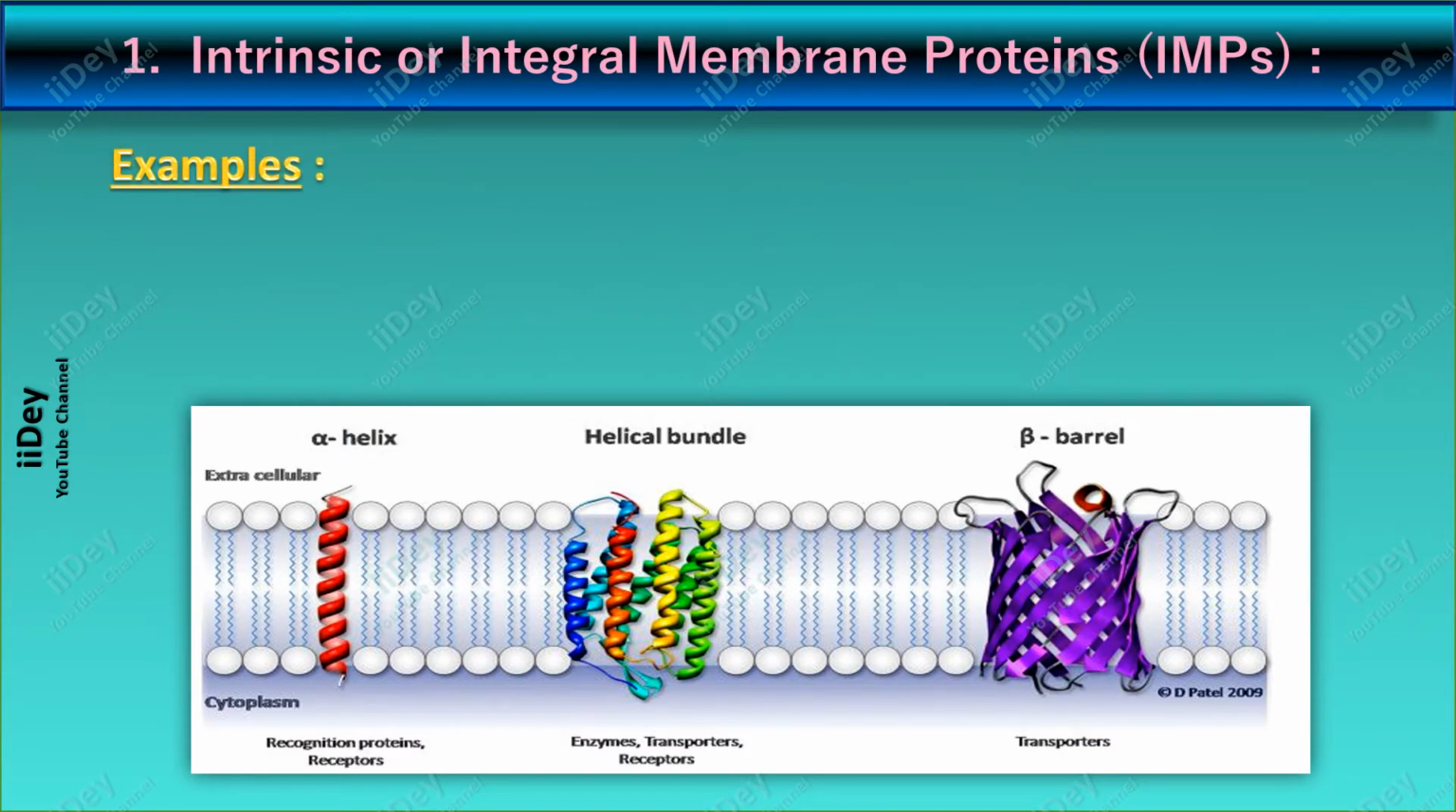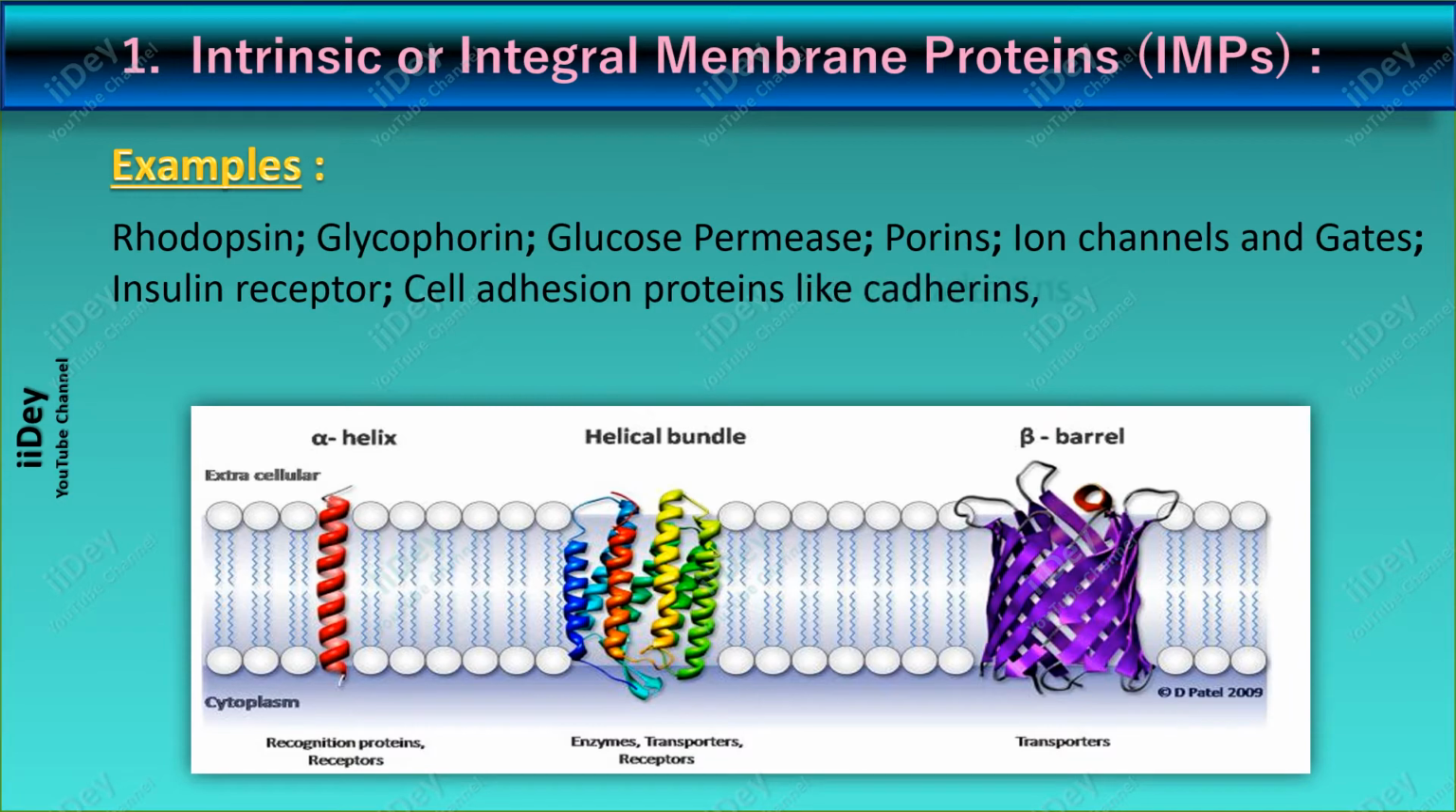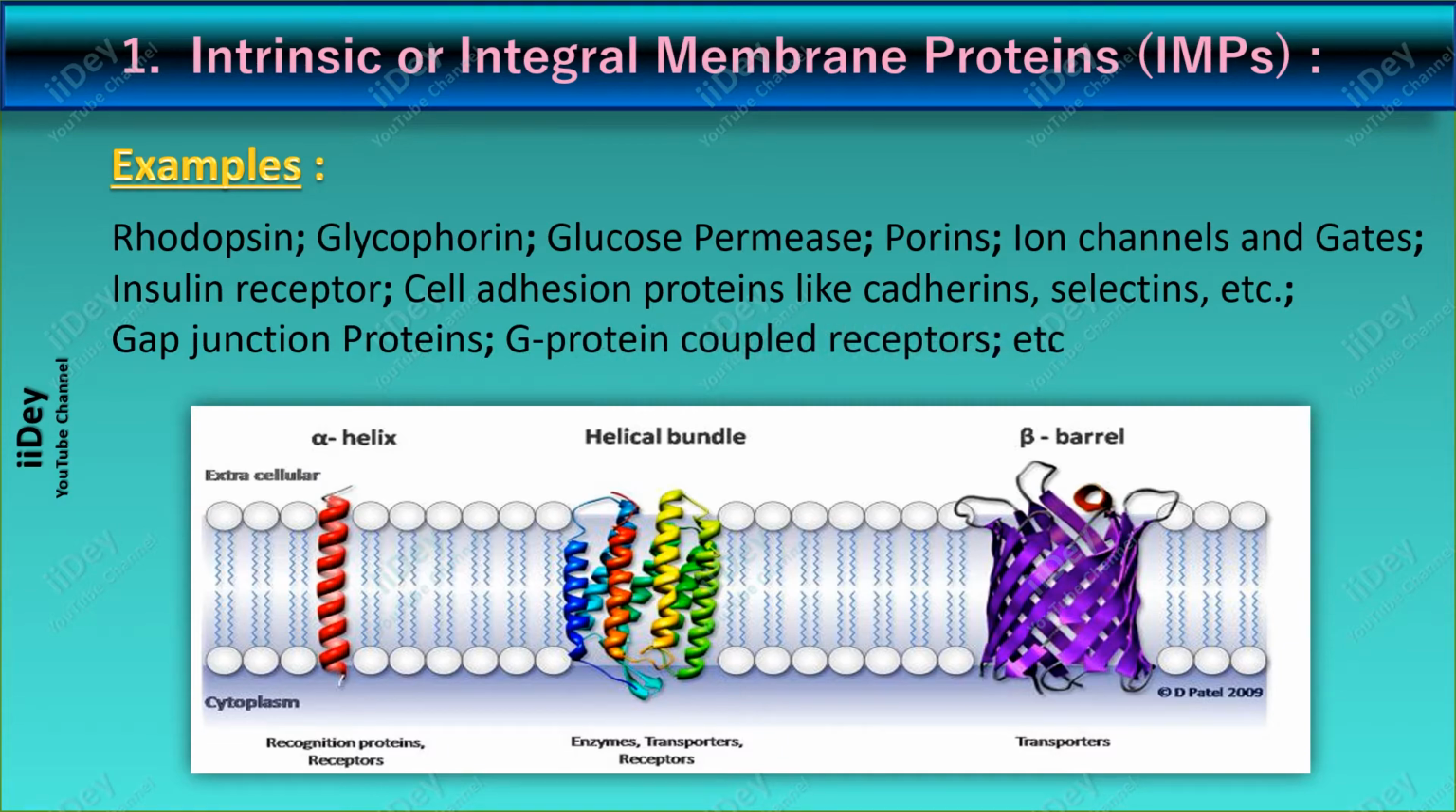Some of the examples of integral membrane proteins are rhodopsin, glycophorin, glucose permease, porins, ion channels and gates, insulin receptor, cell adhesion proteins like adherins, selectins, etc., gap junction proteins, G-protein coupled receptors, etc.